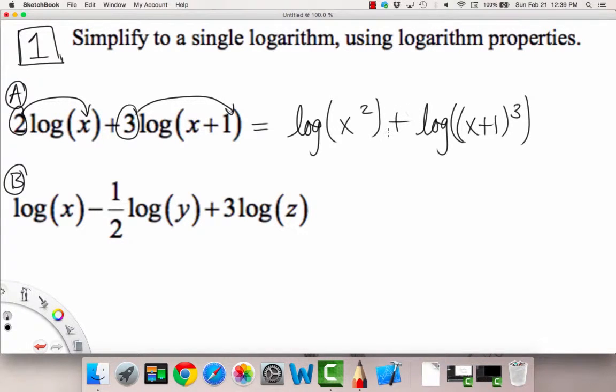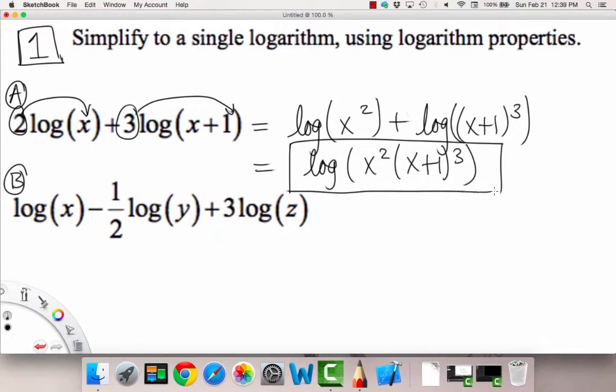We're adding 2 logs together with the same base of 10, the common base of 10. That means we can take the product of whatever is inside and combine it into one single log. So we have x squared times (x plus 1) to the third. That's that. We condensed that into a single logarithm. Now let's work on part B.